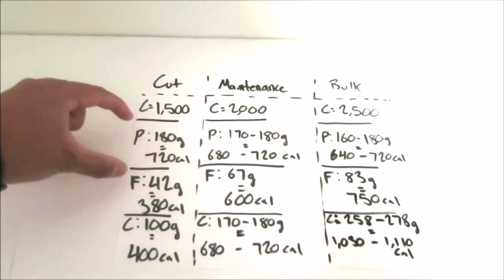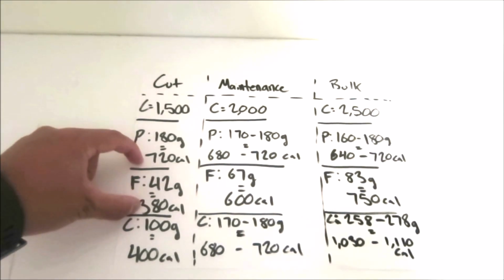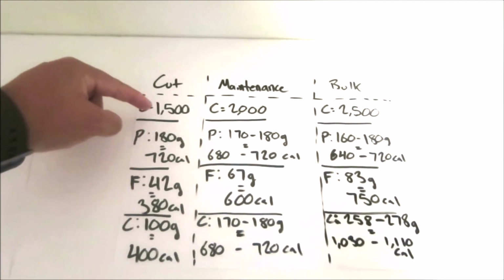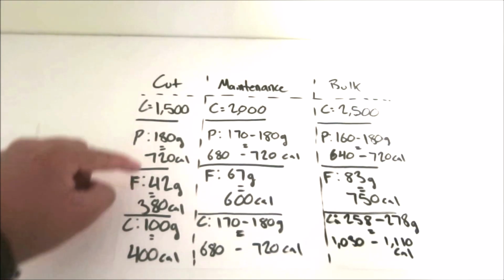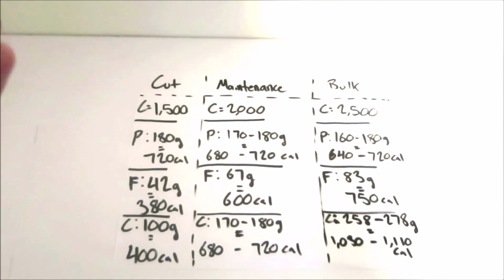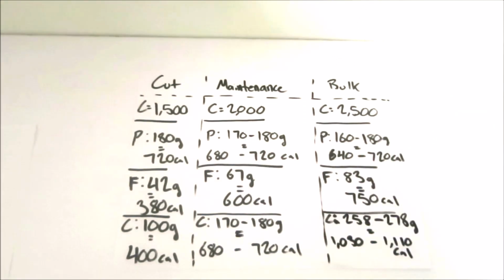Now that we have our grams for the protein, we can tell our calorie intake for those two, and we just fill in the blank for our carbs. So if we know we have 1,500, we subtract 720 and 380 from that, we get 400 calories left. Now we know that carbs equal 4 calories per gram. So if we divide this by 4, we get 100 grams of carbs. That's set up for your cut.